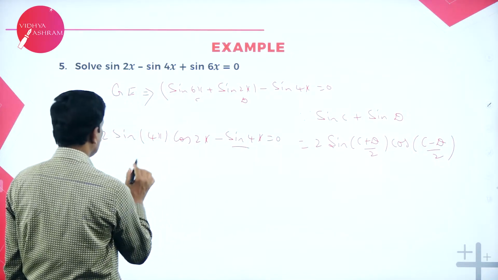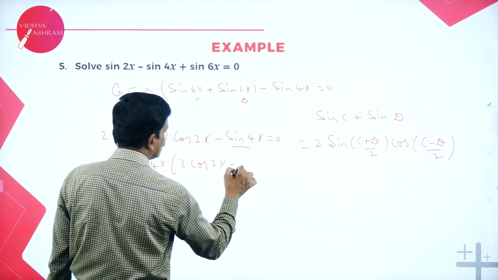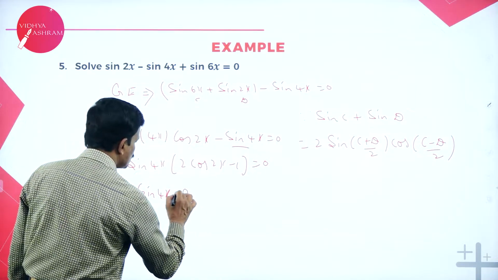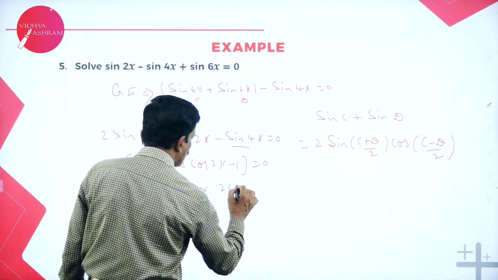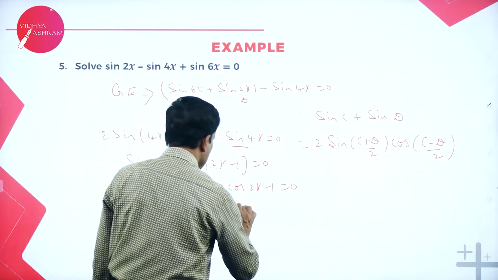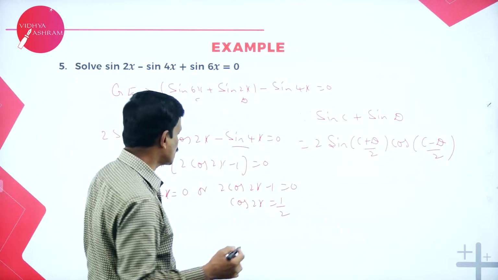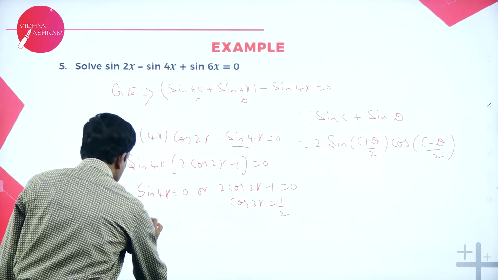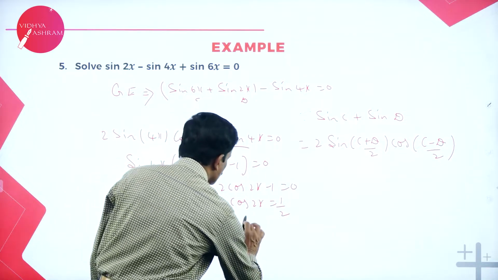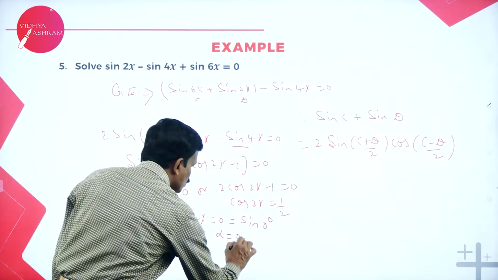Now, you can take sine 4x out as a common factor. This is sine 4x into 2 cos 2x minus 1 is equal to 0. Now, here sine 4x is equal to 0 or 2 cos 2x minus 1 is equal to 0. This implies cos 2x is equal to 1 by 2. Now, two cases arise. In the first case, sine 4x is equal to 0. So sine 0 is equal to 0, so alpha is equal to 0.